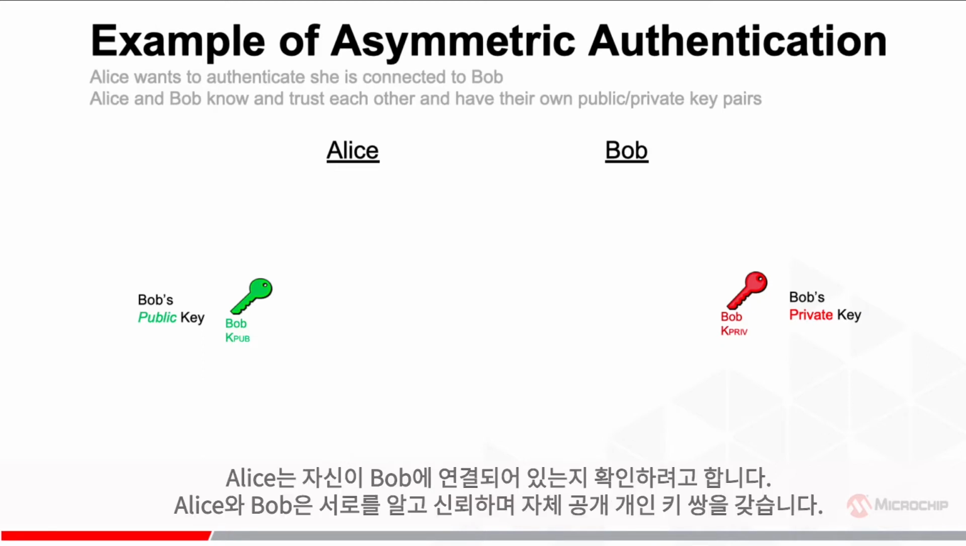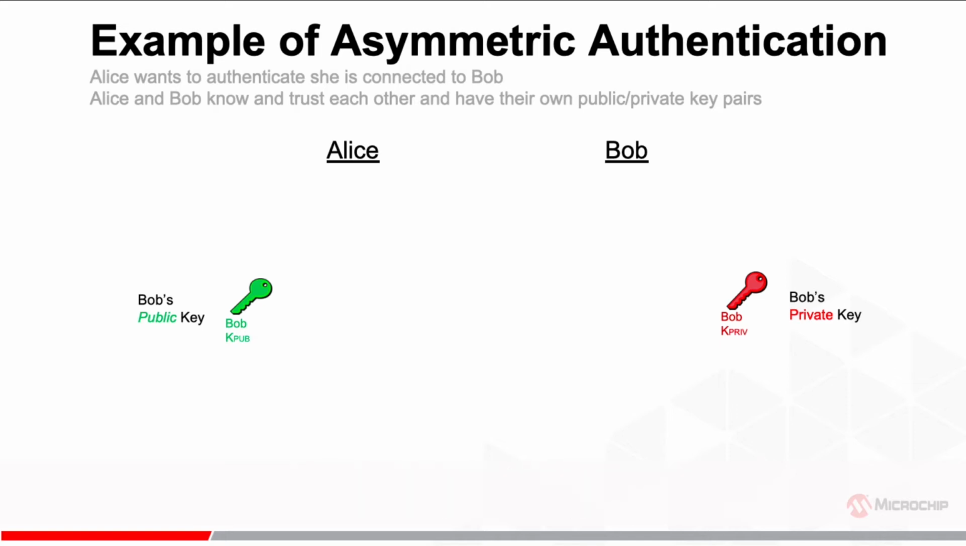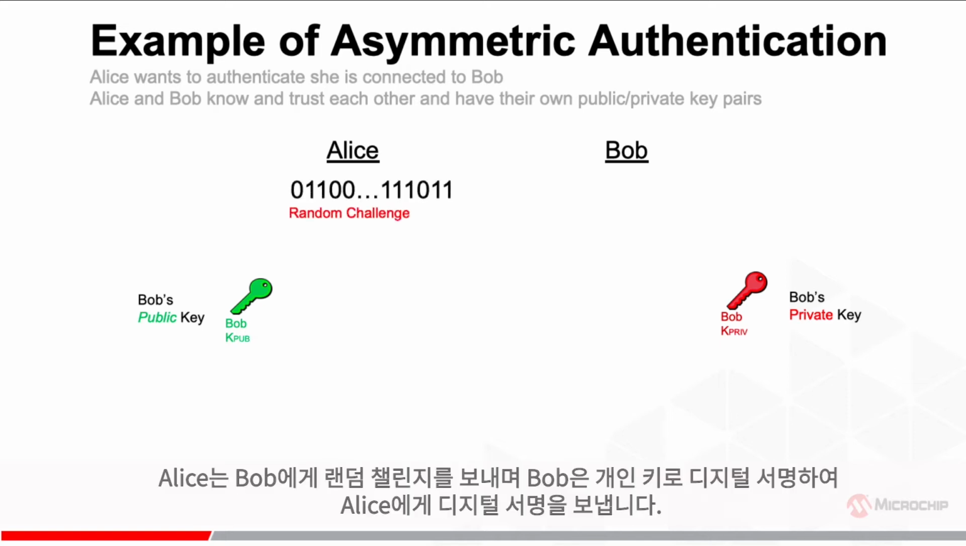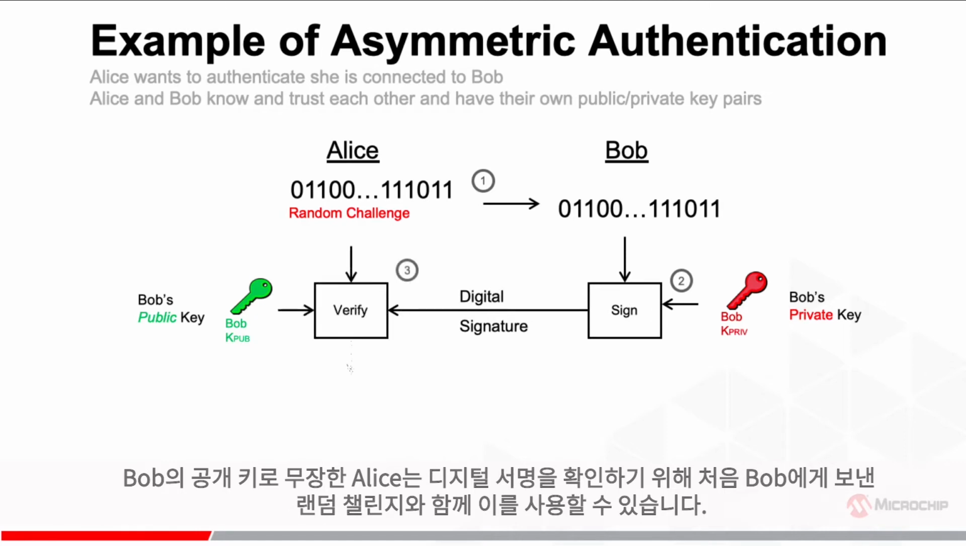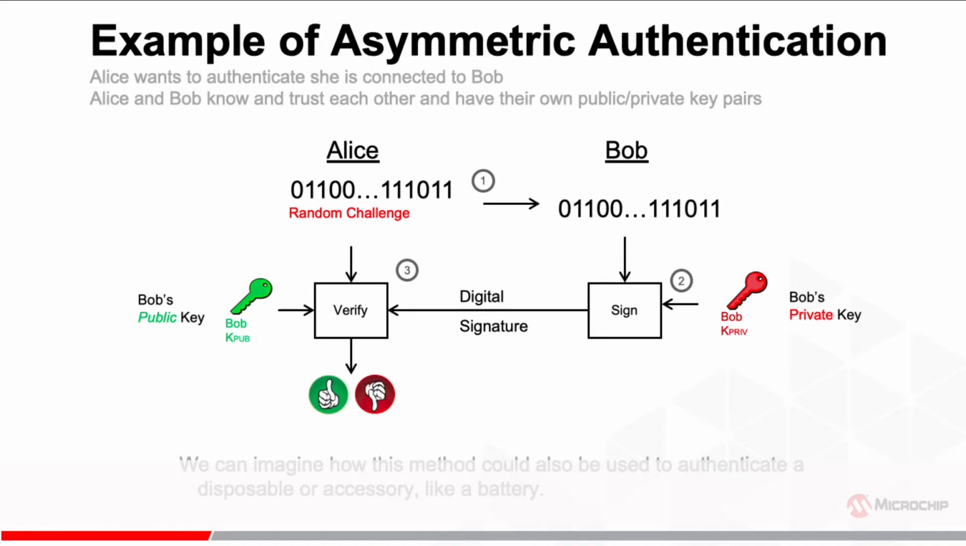Alice wants to authenticate she is connected to Bob. Alice and Bob know and trust each other and have their own public-private key pairs. Alice starts off with a random challenge which she sends to Bob. Bob then digitally signs it with his private key and sends a digital signature to Alice. Alice, armed with Bob's public key, can use that along with the random challenge she initially sent to Bob to verify that digital signature.